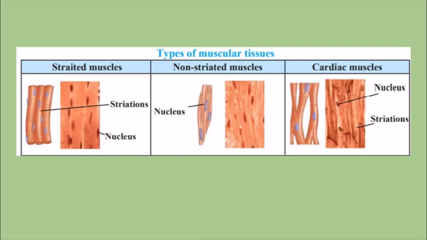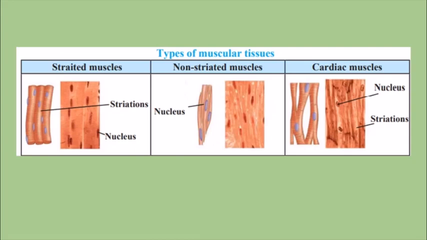Now let us start with striated muscles. The striated muscles are also called skeletal muscles as they are attached to the bones, and they have alternate light and dark bands that you can see. These are also voluntary muscles, that is, they move according to our will. These muscles bring about movement in your arms and legs, and help in running, speaking, etc.